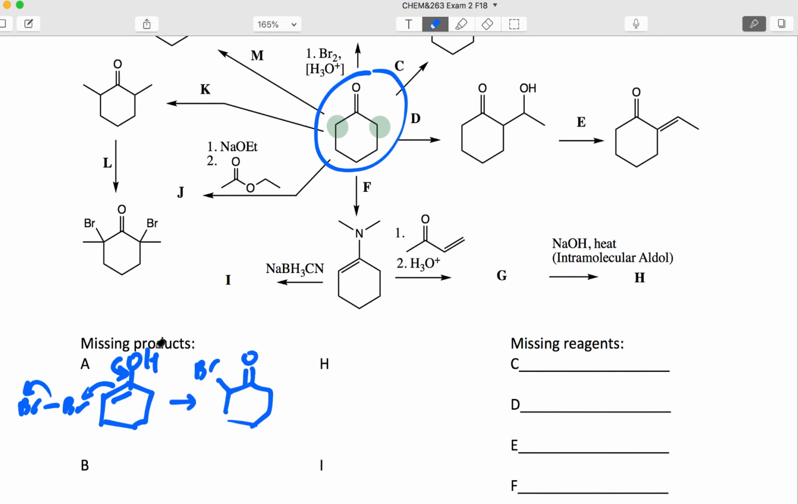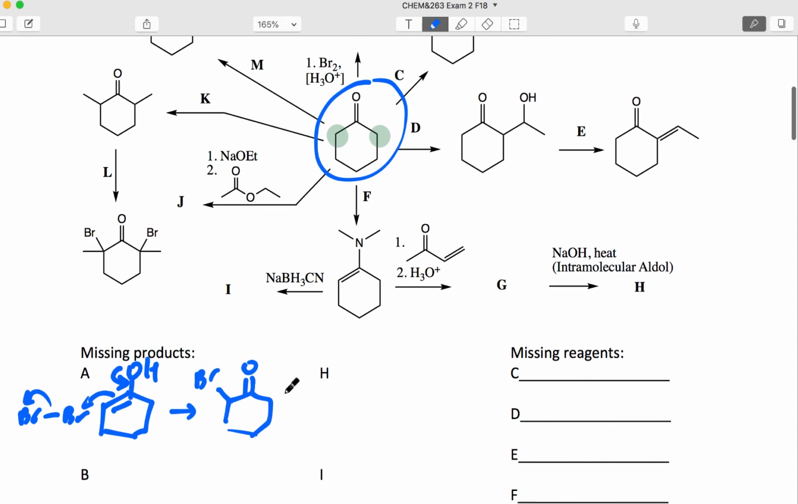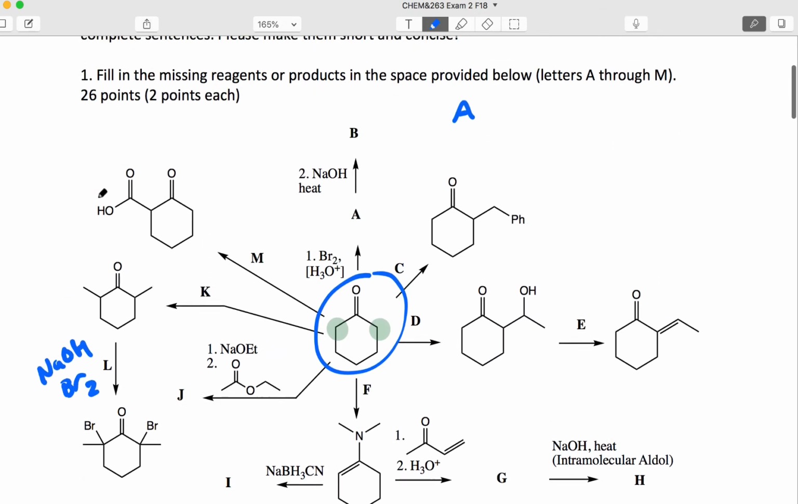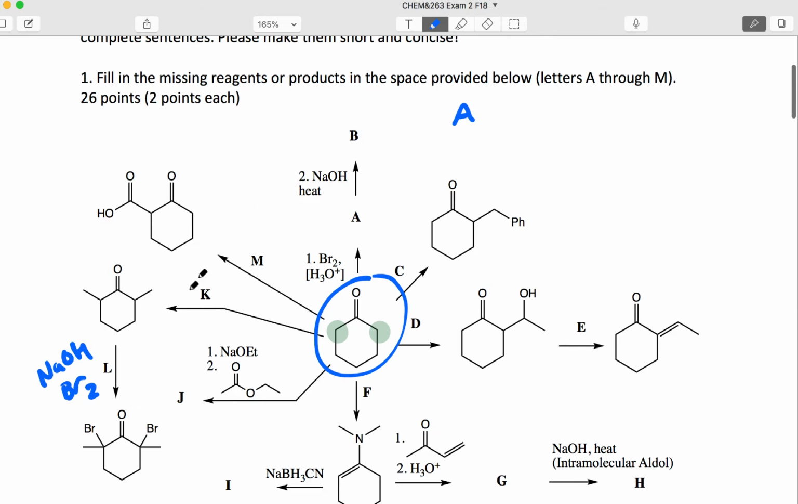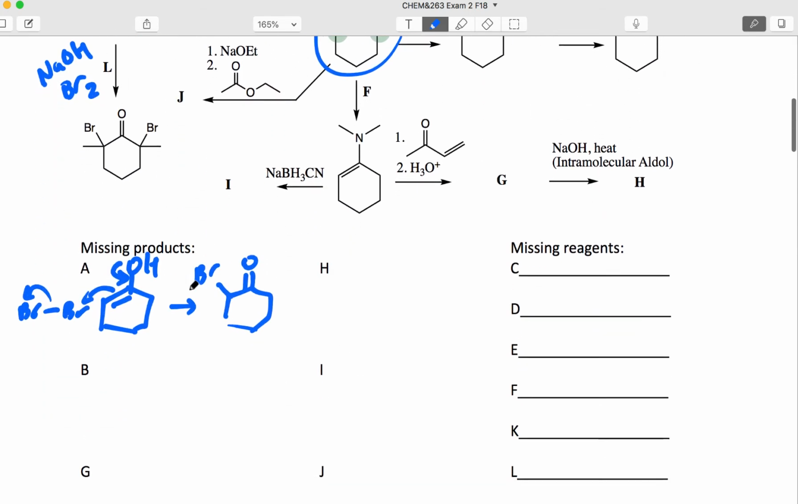So, under acidic conditions, it's not as reactive as under basic conditions, so you get the monobrominated product. Whereas if we wanted polybrominated, we need to do NaOH. And so for part A here, you need NaOH rather than H+, and that's something that a lot of people missed.